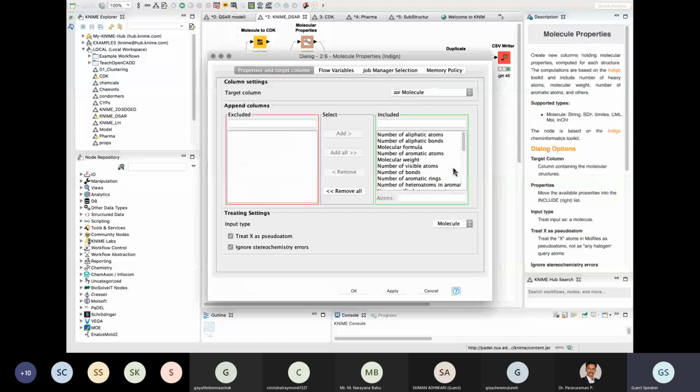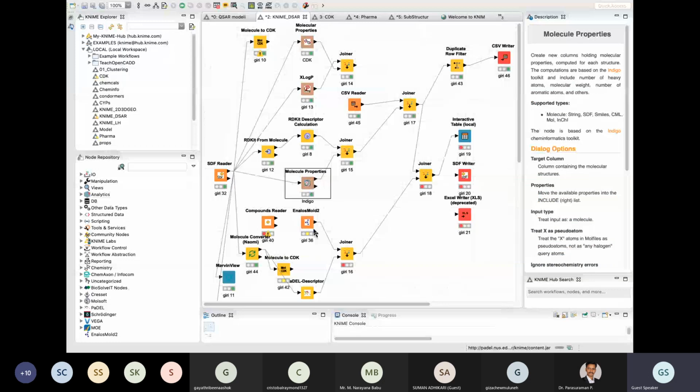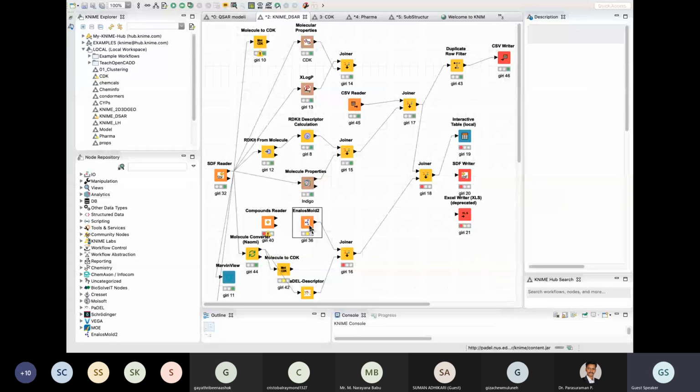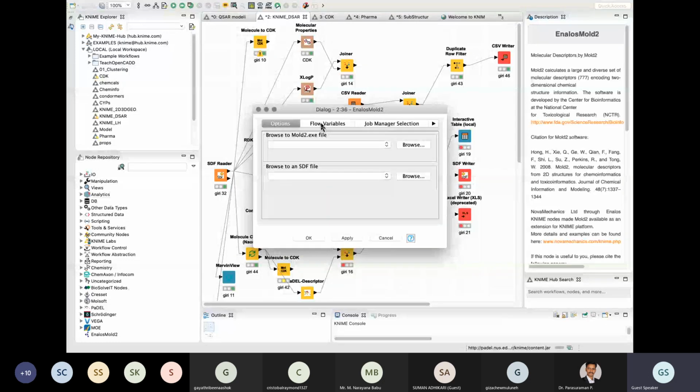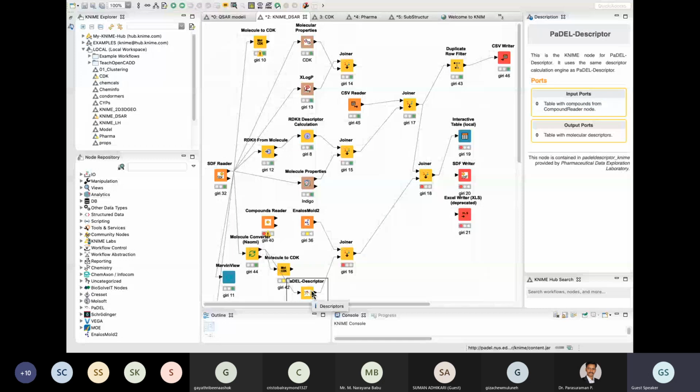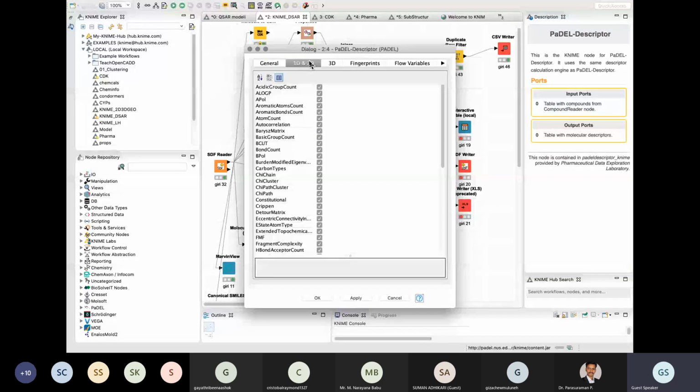I'll show you how we have done pruning of the data. And for NLOs, as I told you, we need to have an exe file. It works only for Windows, so I cannot, I'm on a Mac. Then your PaDEL descriptors are also there. All your PaDEL descriptors could be predicted here within KNIME. That is also possible.